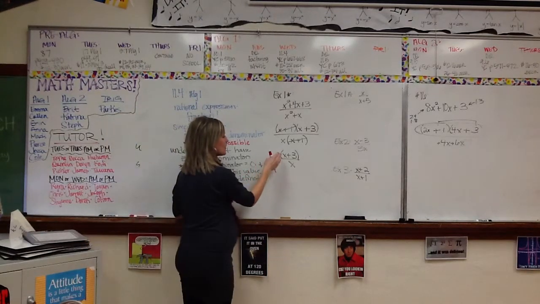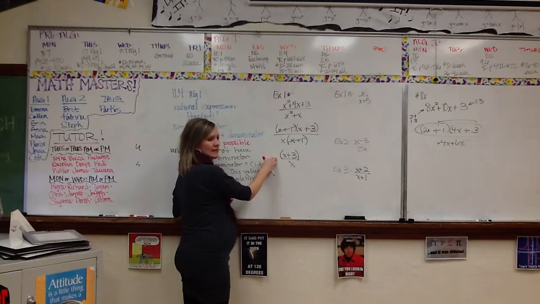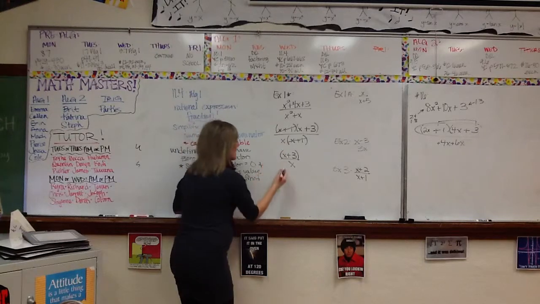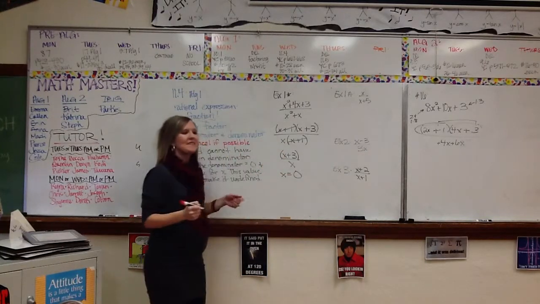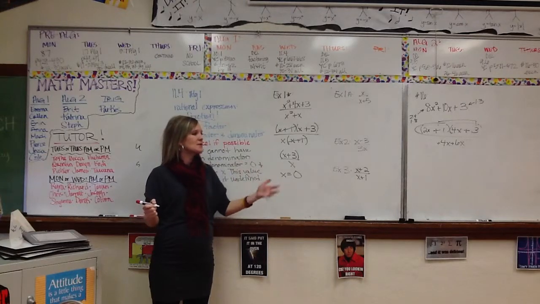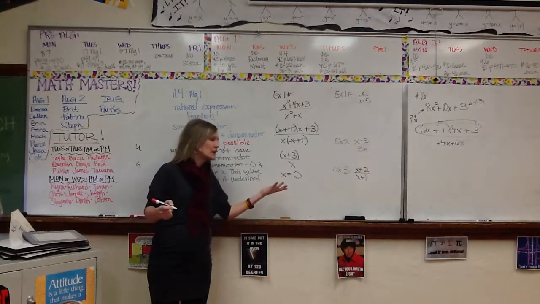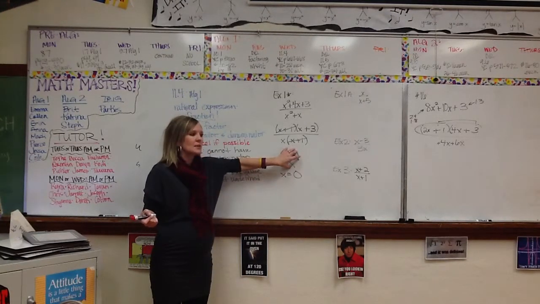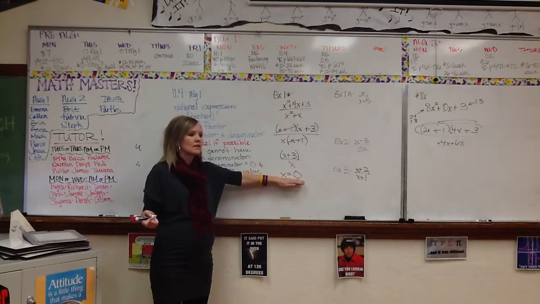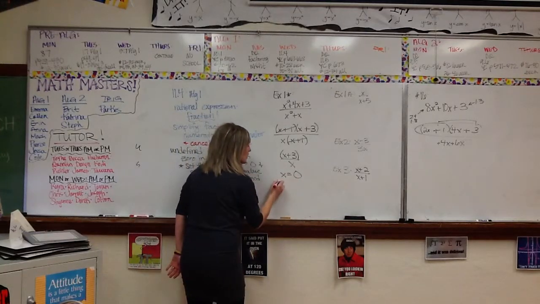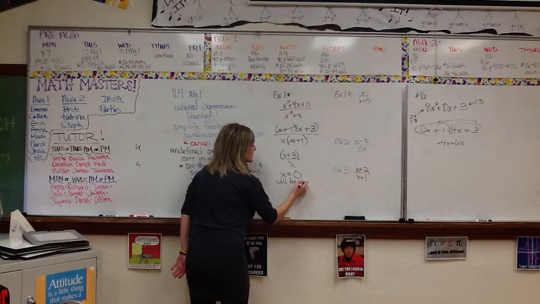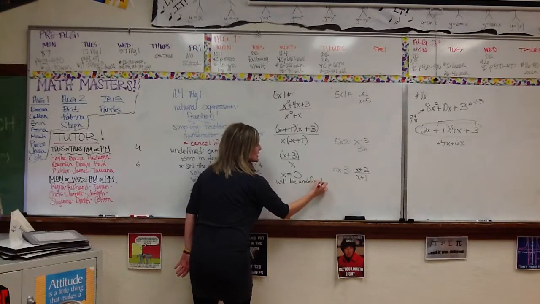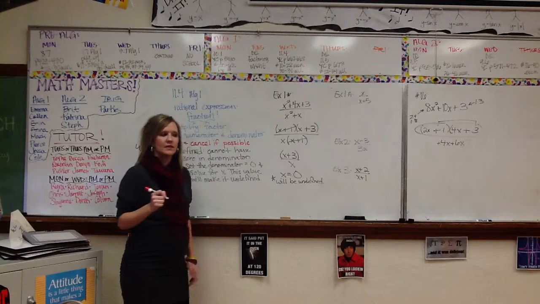So if I look at this problem right here, its denominator is x, and I'm supposed to set it equal to 0. And then I'm supposed to solve for x, meaning I'm supposed to get x by itself. But what do you notice? x is by itself, meaning when is this fraction going to be undefined? When x equals 0. So x equals 0 will be undefined. That one was easy because it was the only thing in the denominator.